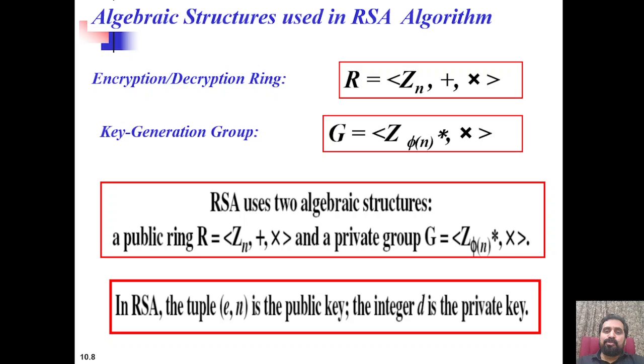Algebraic structure used in the RSA algorithm. Here is the encryption-decryption ring, which includes the integers with addition and multiplication, whereas the key generation group includes the integers of phi of n function and multiplication. RSA uses two algebraic structures, the public ring, which you can see on the encryption side, whereas the private ring is available on the decryption side. In RSA, the tuple (e, n) is the public key, whereas the integer d is the private key.